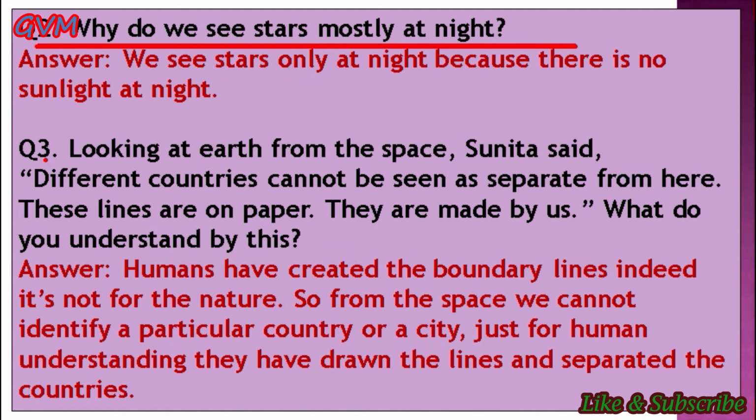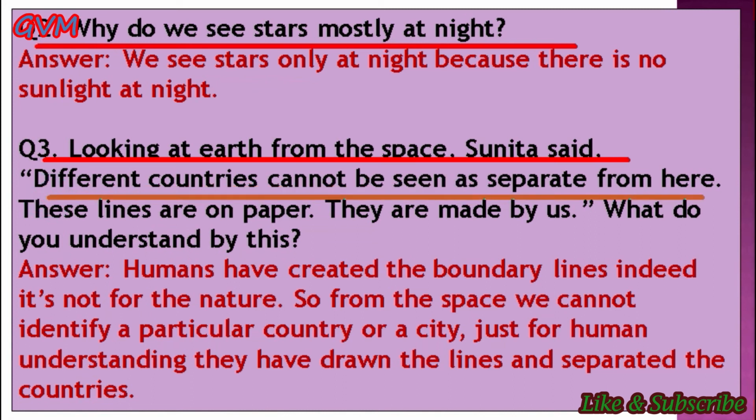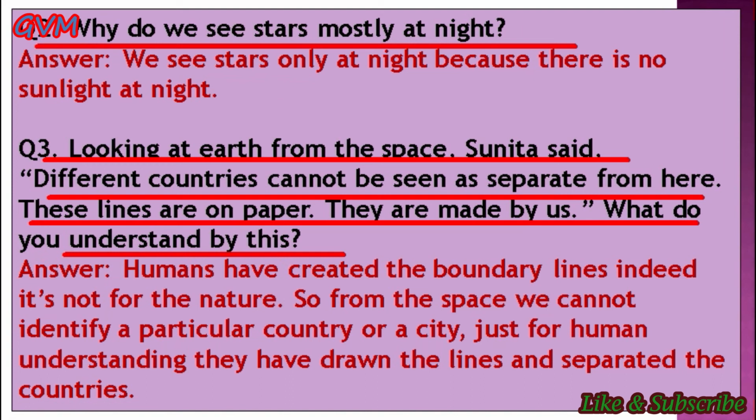Now students, the next question is, looking at Earth from space, Sunita said, different countries cannot be seen as separate from here. These lines are on paper. They are made by us. What do you understand by this? Students, as we already discussed this in our previous slides, Sunita said that different countries cannot be seen as separate from here, meaning from space.